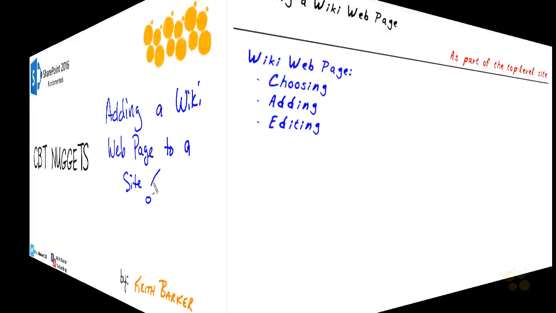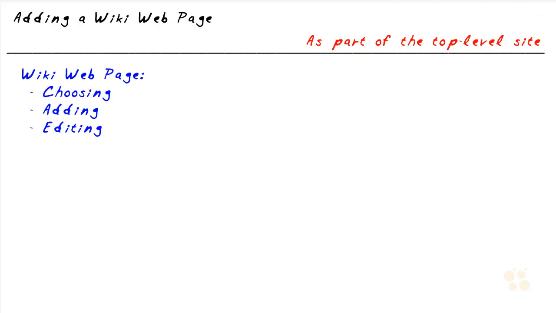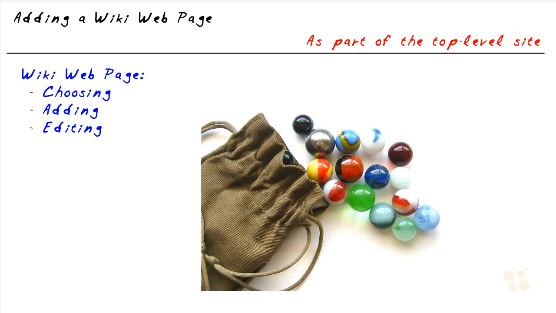Let's begin. Having a website with only a single page that has all the information for that site is a lot like having a bag of marbles with only a single marble. It's very likely that a website is going to have lots of different pages.